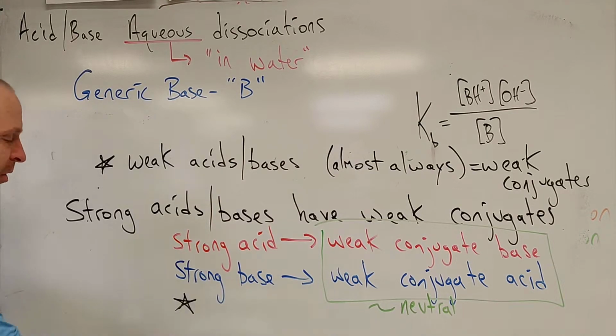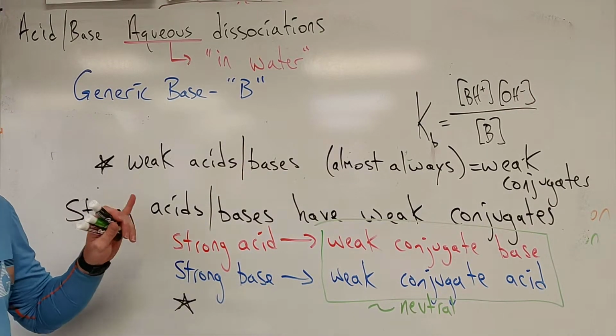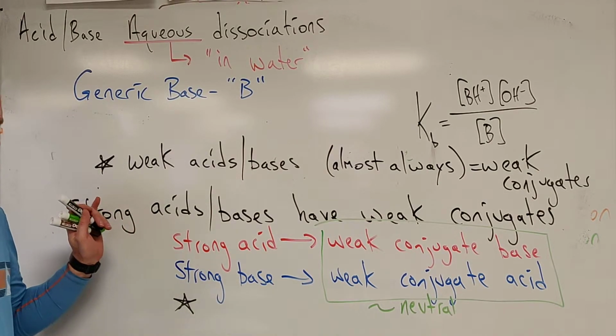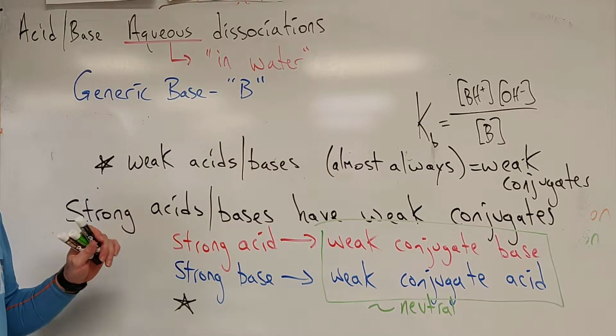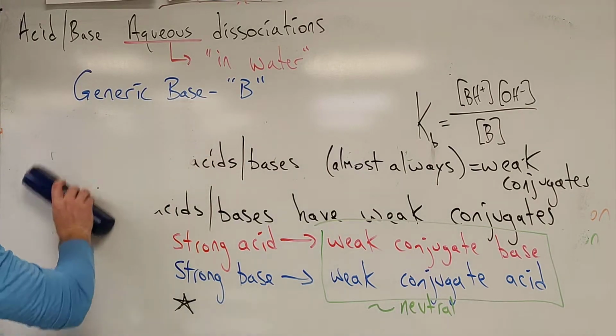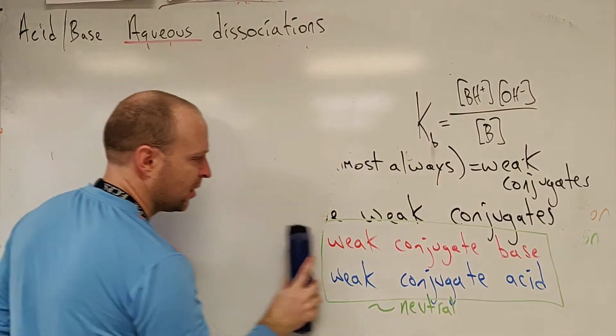I want to make sure we're okay on time for this video. Let's take a little more of a look at the idea of strong electrolytes and weak electrolytes and why the K expression matters. And then, depending on time, we'll take a look at some examples of aqueous dissociations.